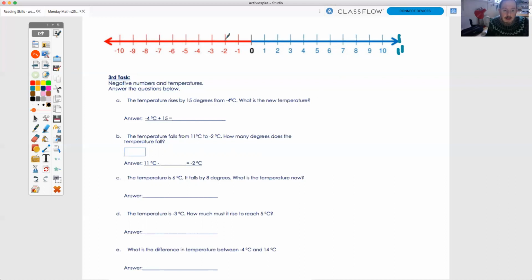Question C. The temperature is 6 degrees. It falls by 8 degrees. What's the temperature now? Well, there you'd have to start on 6 degrees and then count back 8 degrees to find the answer. The temperature is -3. How much must it rise to reach 5 degrees Celsius? Okay, so there we start on -3 and count up. And question E, what's the difference in temperature between -4 and 14? Well, you could use the number line there again to help you. And that's the third task of negative numbers.